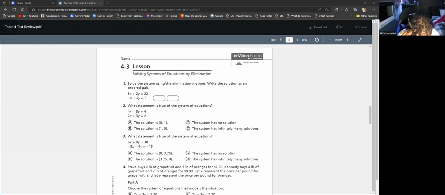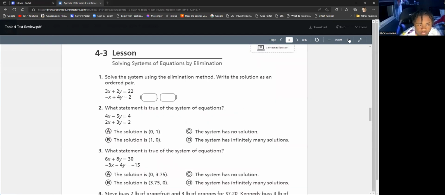All right, solve the system using the elimination method. Write the solution as an ordered pair. Okay, can you zoom in a little bit? Blow it up? Okay, elimination, right? The idea is to match up the coefficients, and then either add or subtract. So we have a coefficient of 3 here, a coefficient of -1 here, 2 here, and 4 here.